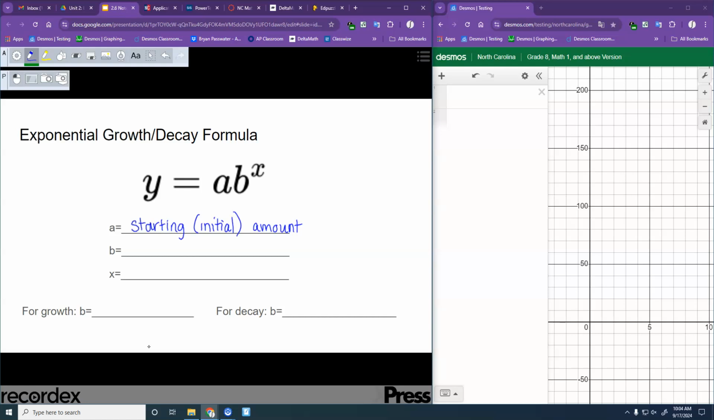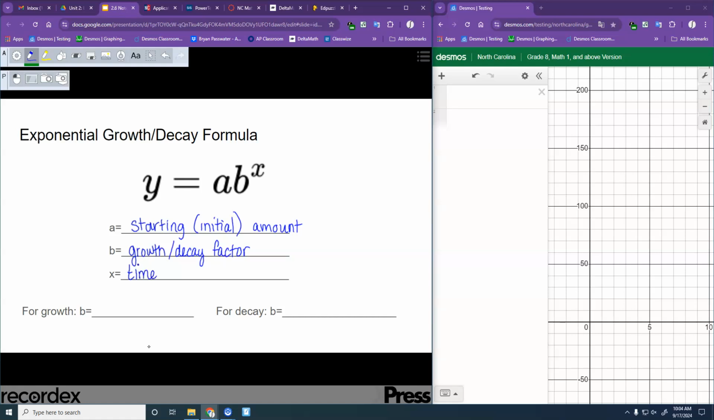Okay? Your B is your growth or decay factor. It is not the straight growth or decay rate. We'll see that in a second. It's the growth or decay factor. You got to do a little work to get the B there. All right. And then X is always going to be some sort of time.